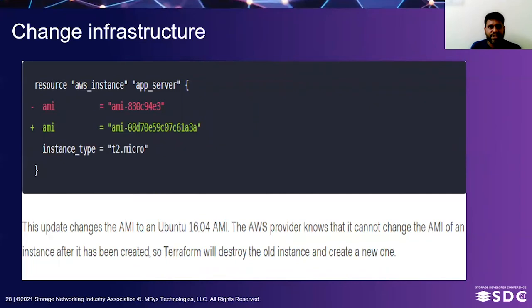Okay, we completed the infrastructure and everything we created successfully. And after that, you want to make some changes in the infrastructure. How can we do it? We already saw the configuration file, right? Simply we can go and change the settings, whatever you want to change. We can modify it. And the AWS provider knows that it cannot change the AMI of an instance after it has been created. So Terraform will destroy the old instance and create a new one. It is not modifying here. Whatever infrastructure was already created, it destroys it, then it creates the new infrastructure based on our configuration settings.